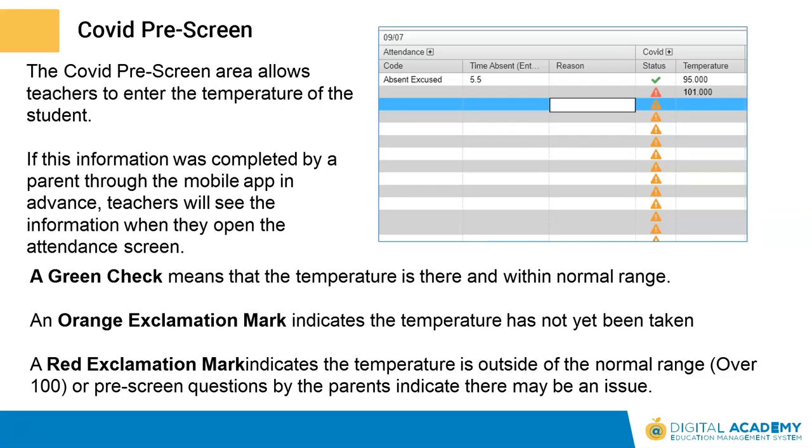A COVID pre-screen section has been added. The COVID pre-screen will show a green check, an orange triangle, or a red triangle. A green check means that the temperature was taken and was within the normal range. An orange exclamation mark means the temperature has not yet been taken, and a red exclamation mark indicates that the temperature has been taken and it is outside of the normal range, or that pre-screen questions asked to the parents indicate there may be an issue.